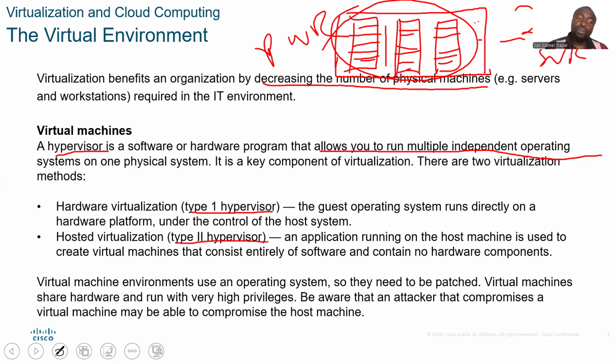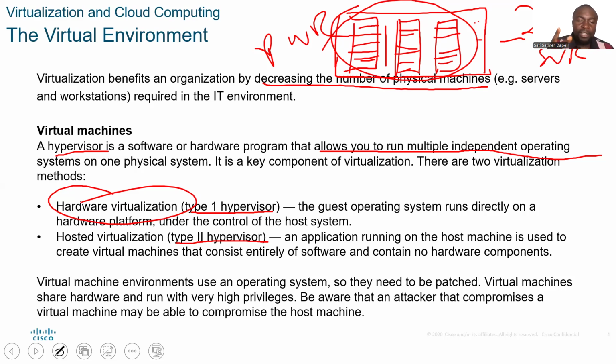The type 1 hypervisor, usually they call it the hardware virtualization. It means that if you have a system, maybe a desktop or a server, and you install a type 1 hypervisor, that software will commandeer the entire system. It will take over the hardware resources of the entire system, which means you cannot install any other operating system directly on the hardware. So with the type 1 hypervisor, the guest operating system runs directly on the hardware platform under the control of the host system.